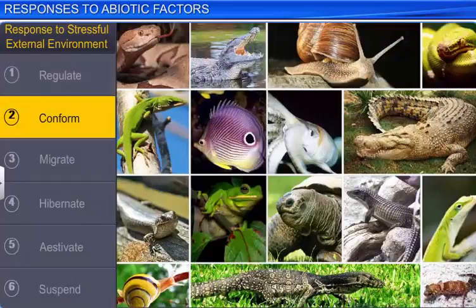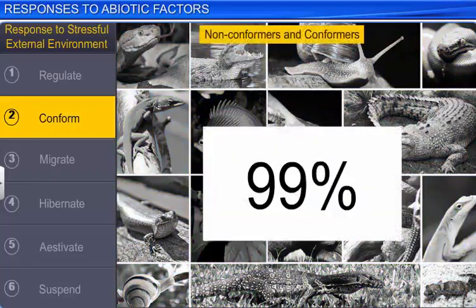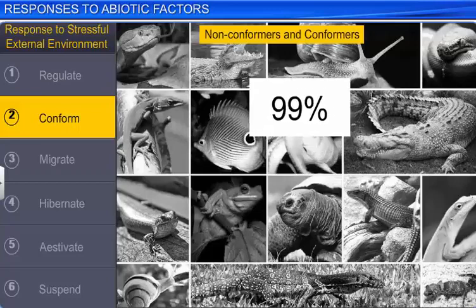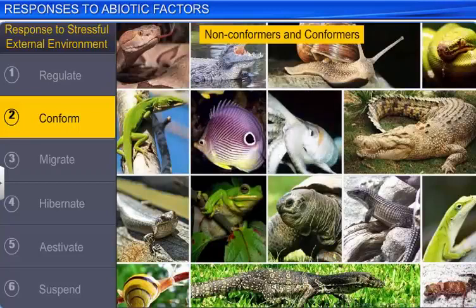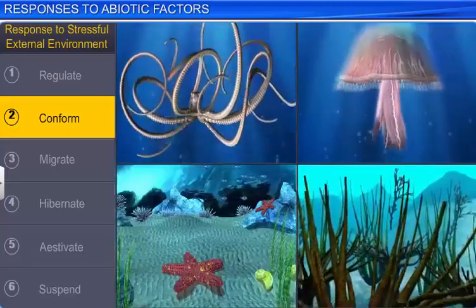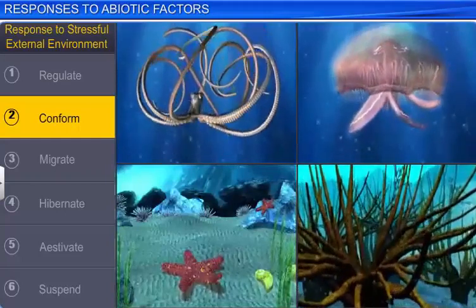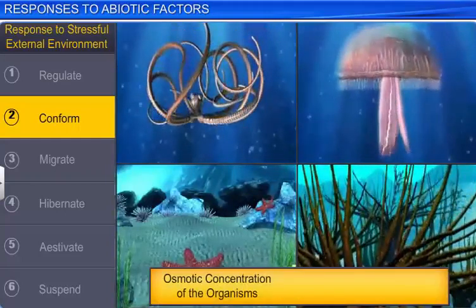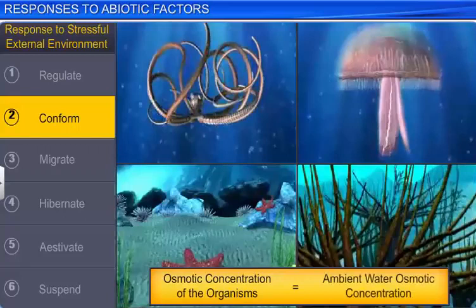Some organisms that are unable to regulate their internal environment may partially regulate it or conform to external conditions. These organisms are known as conformers. Studies show that almost 99% of animals and nearly all plants belong to this category. The body temperature of such organisms changes according to the ambient temperature. Similarly, in the case of aquatic organisms, their osmotic concentration changes according to the ambient water osmotic concentration.